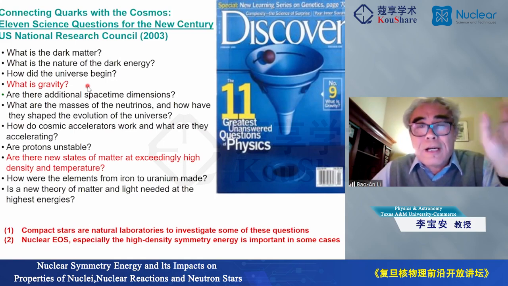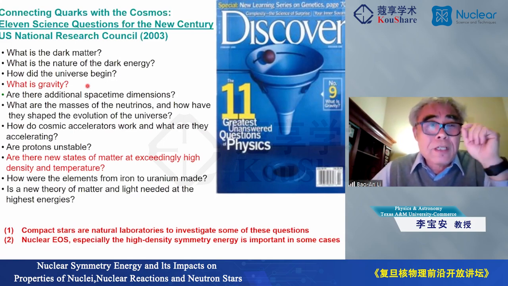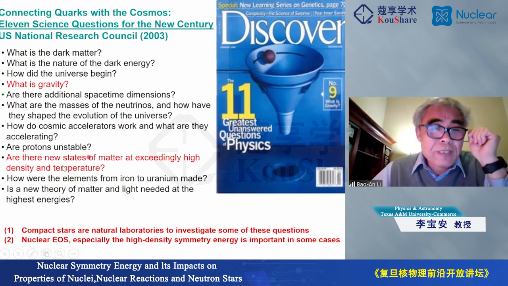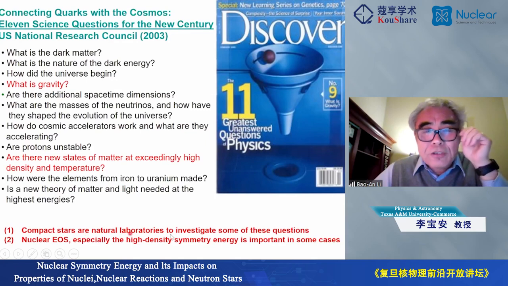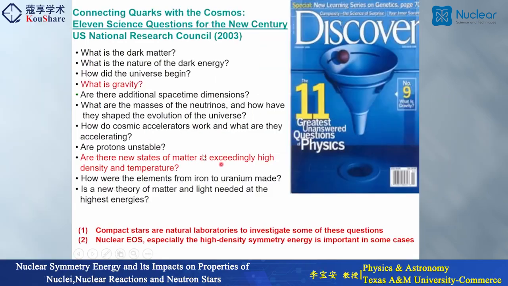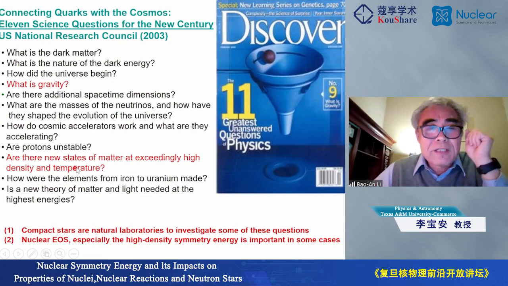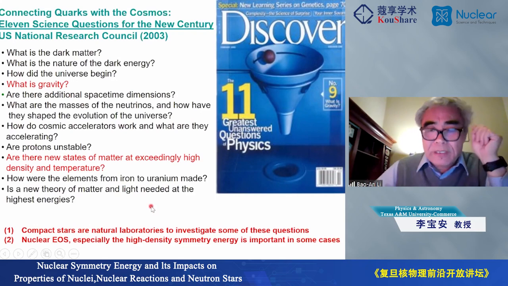What is the application range of general relativity? Also, there are questions like are protons unstable? Are there new states of matter at exceedingly high density and temperature? Now we're going to discuss today that neutron stars are natural laboratories to investigate some of these questions, in particular the question about what is gravity, and whether there are new states of matter at exceedingly high density. And we're going to investigate where the high density symmetry energy may play an important role in answering some of these questions.